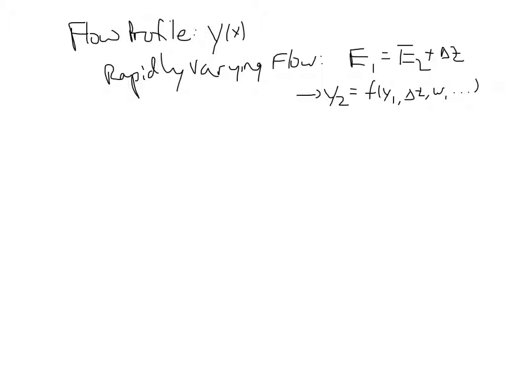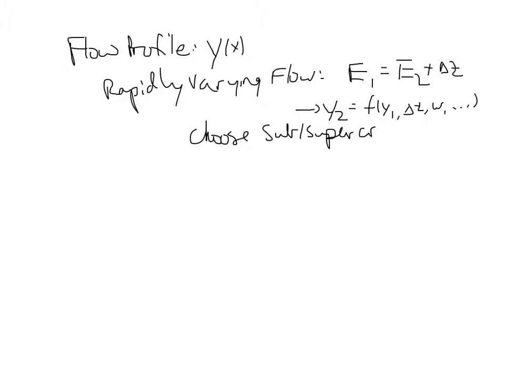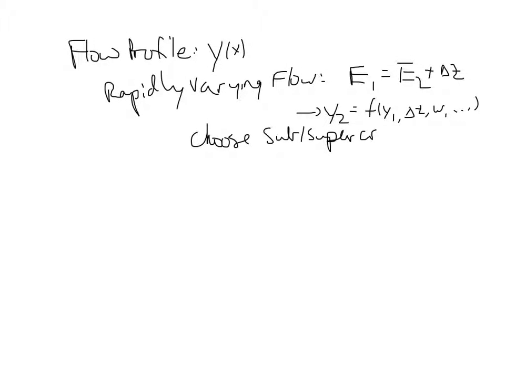Important point here is you need to choose sub or supercritical. So the sub or supercritical conditions need to be based on upstream conditions. In other words, if it's subcritical upstream, we try to keep it subcritical as it goes over the obstruction.